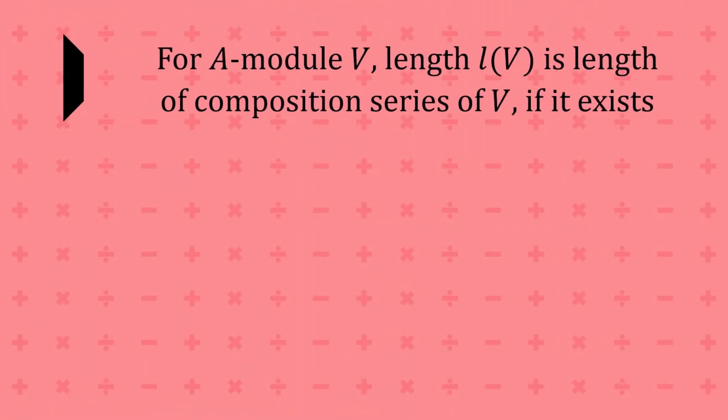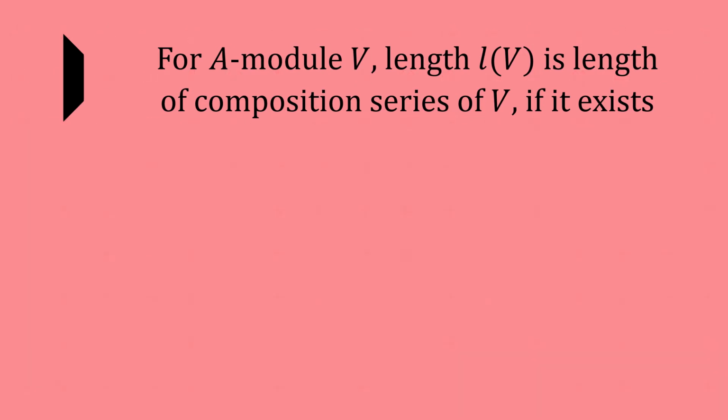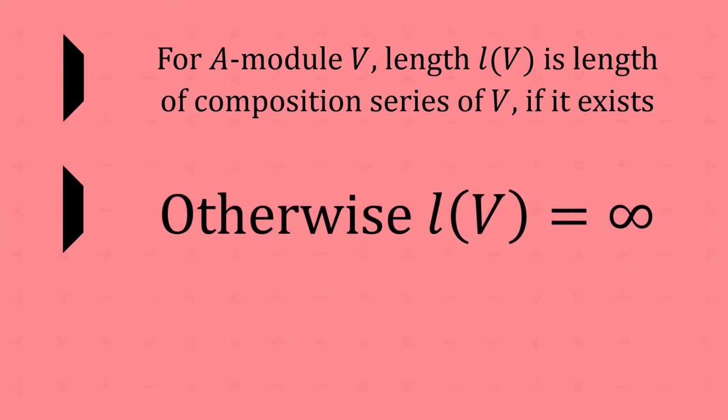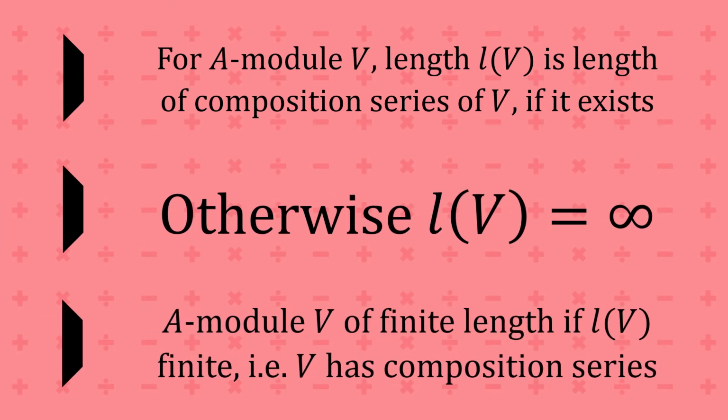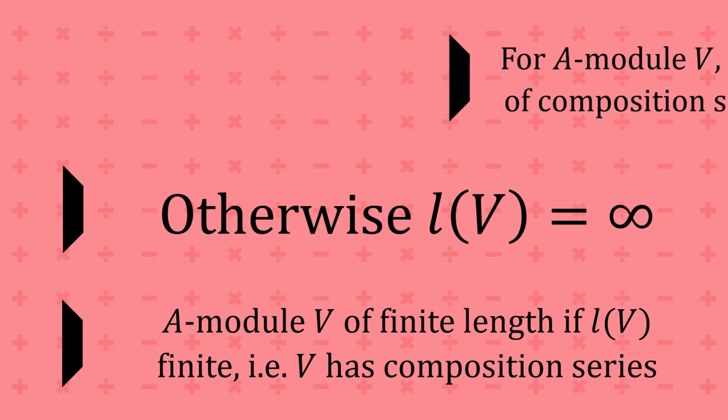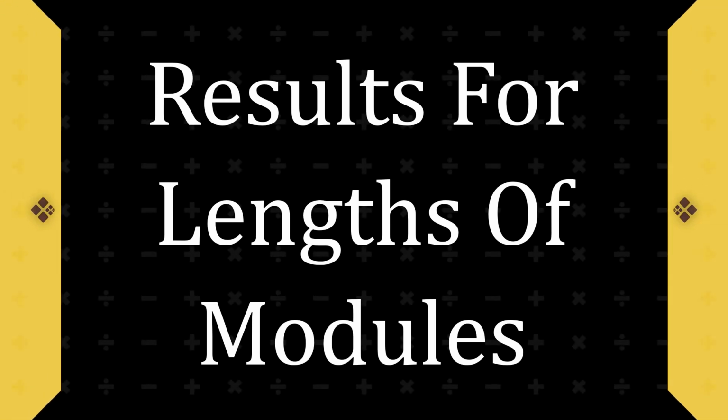Next, let's define the length of a module. For every A module V, the length L(V) is defined as the length of a composition series of V if it exists, and otherwise L(V) is set to infinity. An A module V is of finite length if L(V) is finite, i.e. V has a composition series.